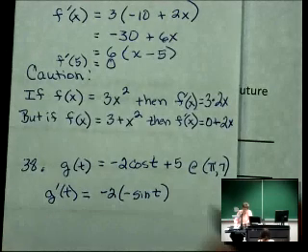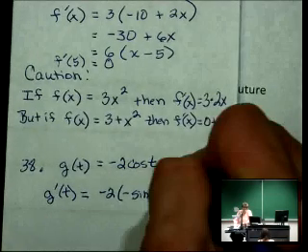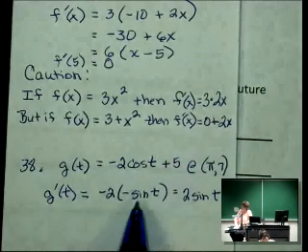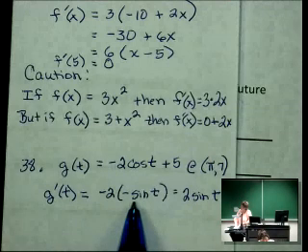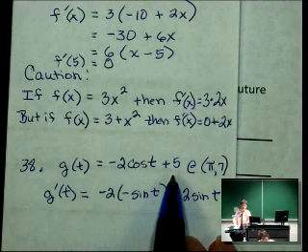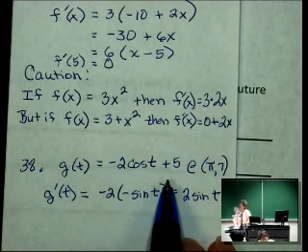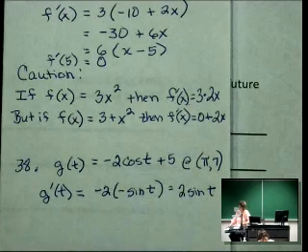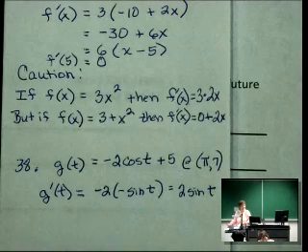That's a positive 2 sine t because the derivative of cosine is negative sine. And then what happened to the 5? It's a constant. Derivative of a constant is 0. You could put plus 0 there if you wanted to. All right, have we done what the directions ask us to do?